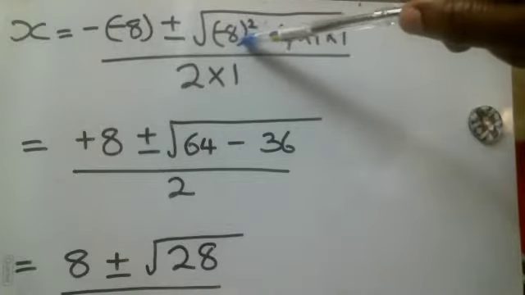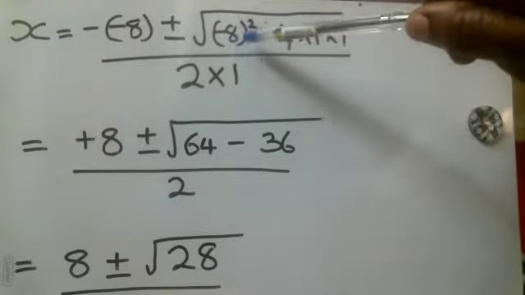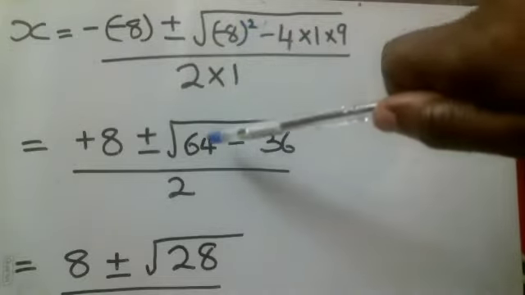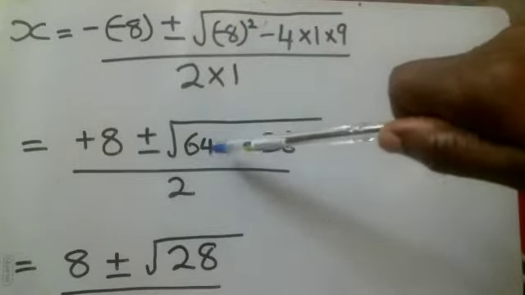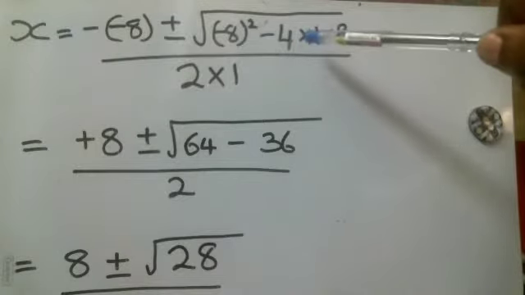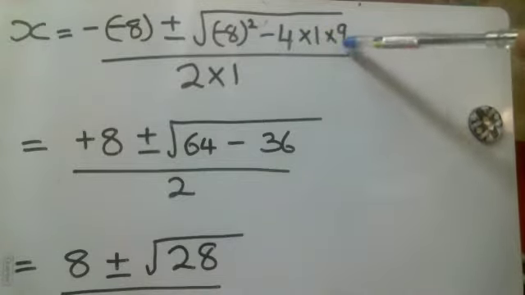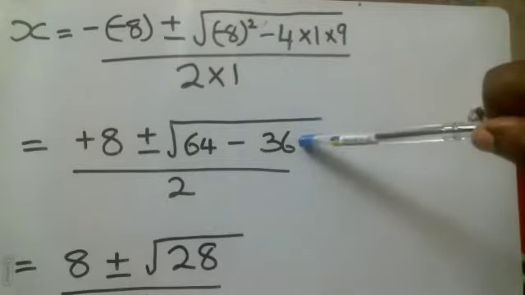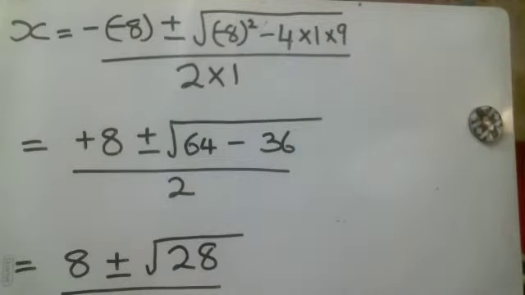Then here minus 8 squared is 64, plus 64. Then we have minus 4. 4 times 1 is 4. 4 times 9 is 36. So we have here plus 8 plus minus 64 minus 36 square rooted, divided by 2.